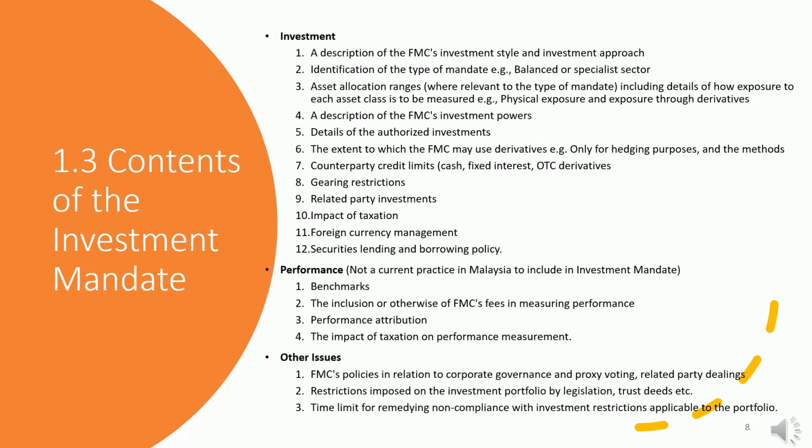Investment: a description of the FMC's investment style and investment approach. Identification of the type of mandate, e.g., balanced or specialist sector. Asset allocation ranges, where relevant to the type of mandate, including details of how exposure to each asset class is to be measured, e.g., physical exposure and exposure through derivatives. A description of the FMC's investment powers. Details of the authorized investments. The extent to which the FMC may use derivatives, e.g., only for hedging purposes, and the methods.